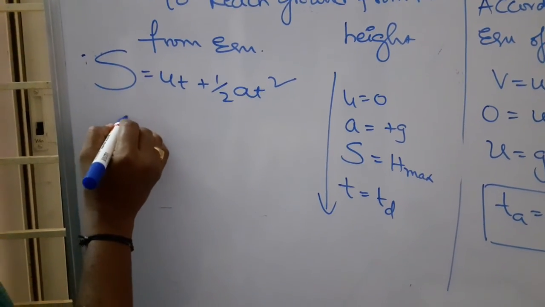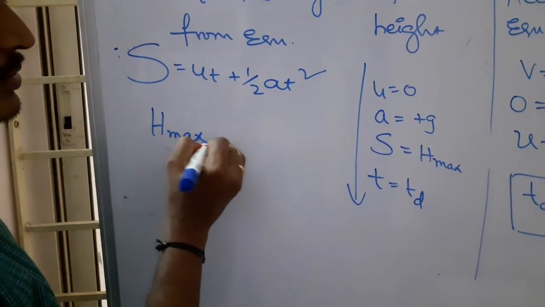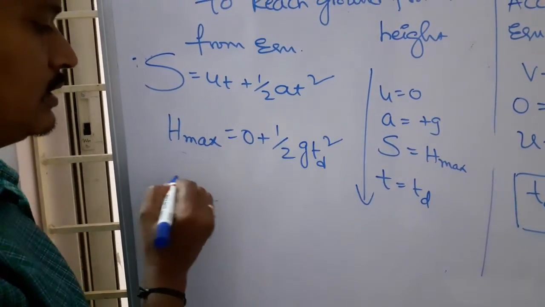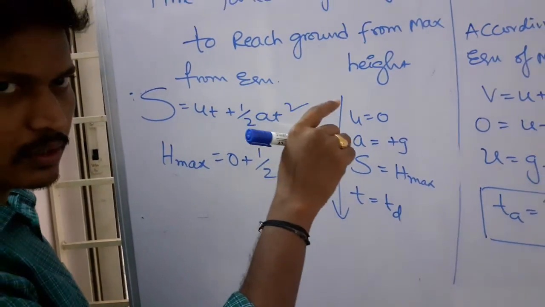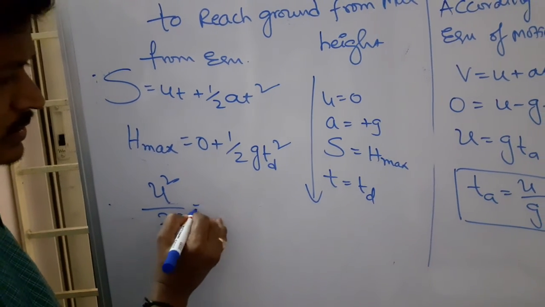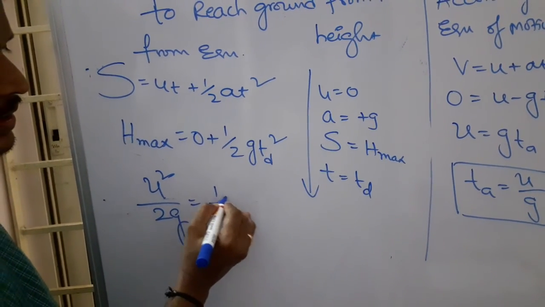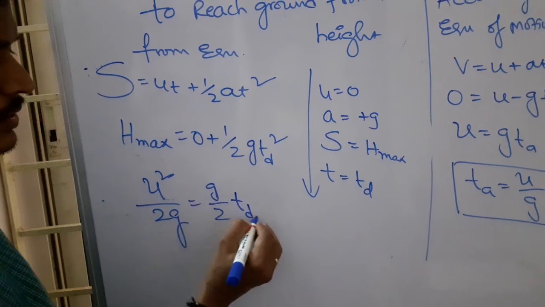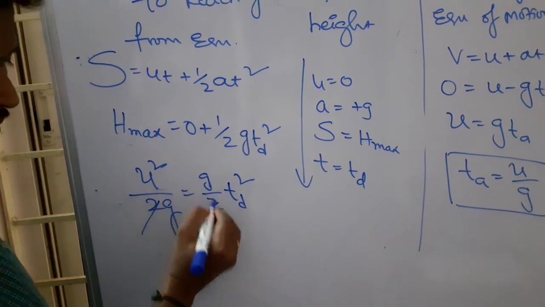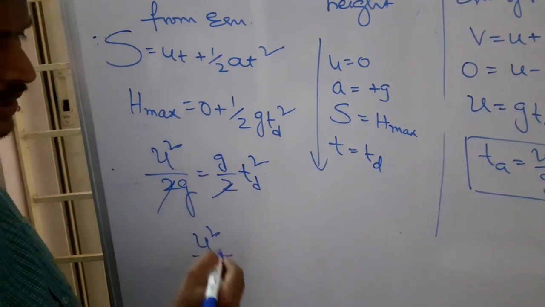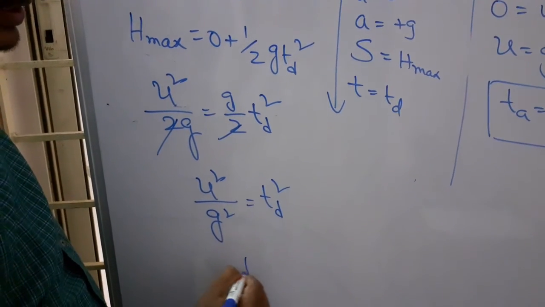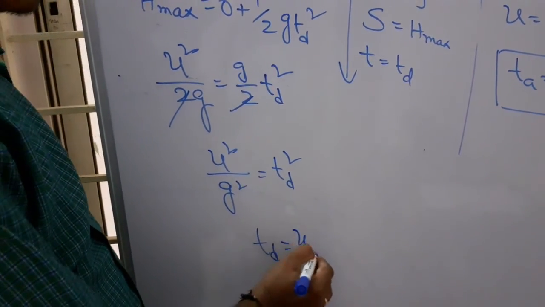So h max is equal to 0 plus half into g into td square. Maximum height we have already derived, u square by 2g. Therefore half into that is g td square. 2 gets cancelled, u square by g, taking the value into the denominator, g square td square. Here td is equal to u by g.